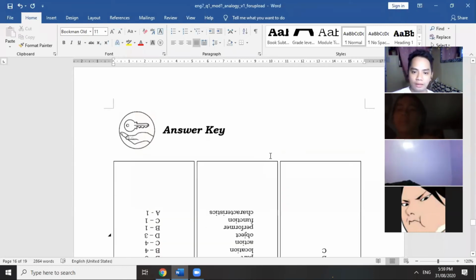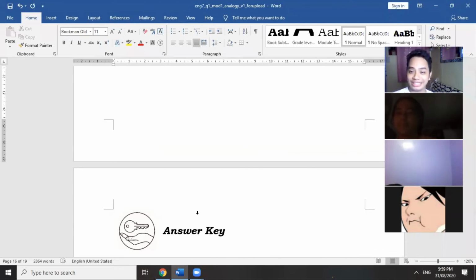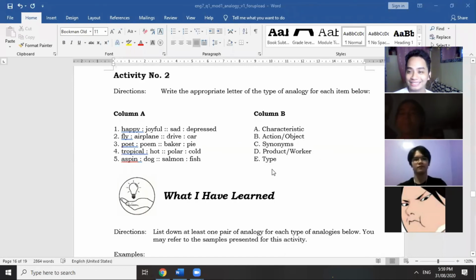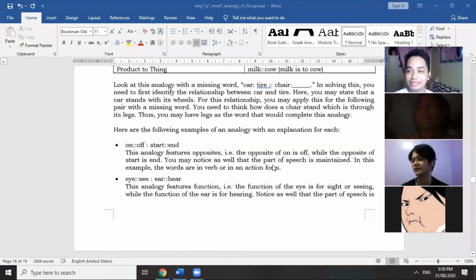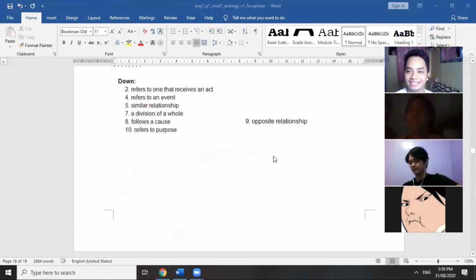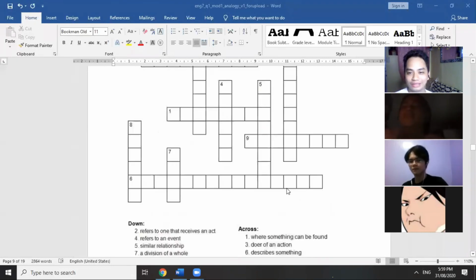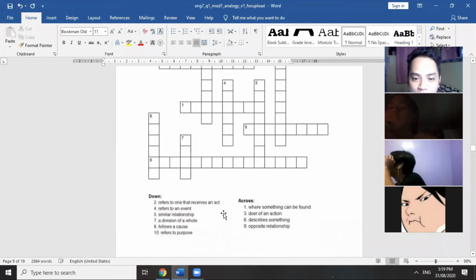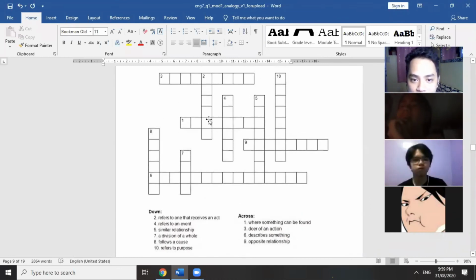Okay, so this is a part for the answer key. So shall we go back to the crossword puzzle as the last part? Because we already encountered the terms, and we opened that and you should be able to answer it. So let's help together again. Two down refers to one word that receives an act, object. Four down refers to an event. Action. Very good, action.